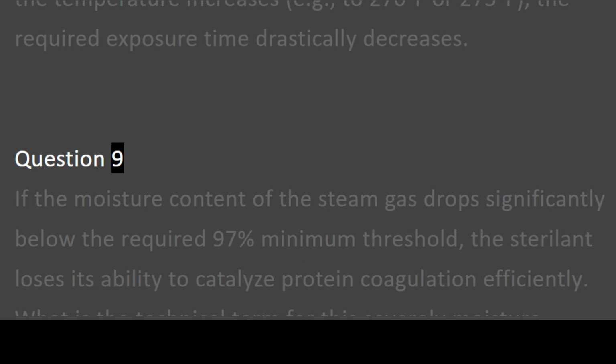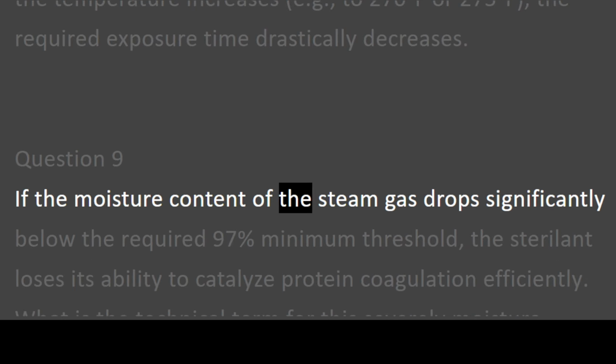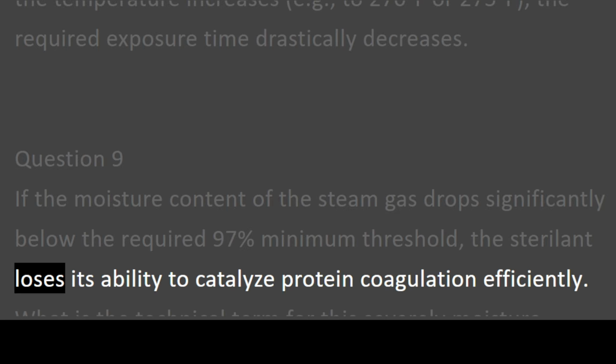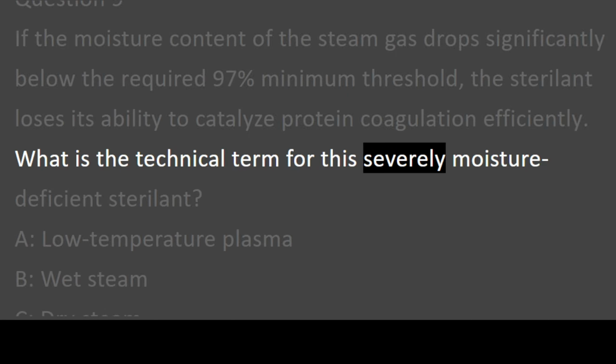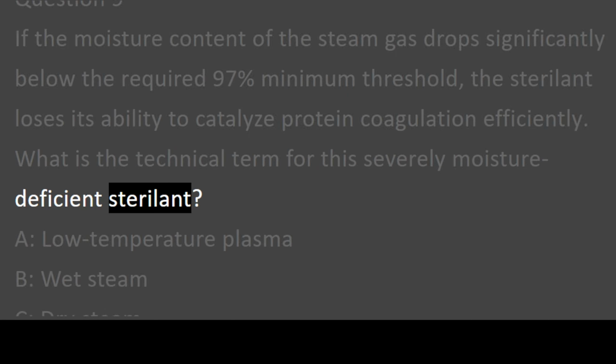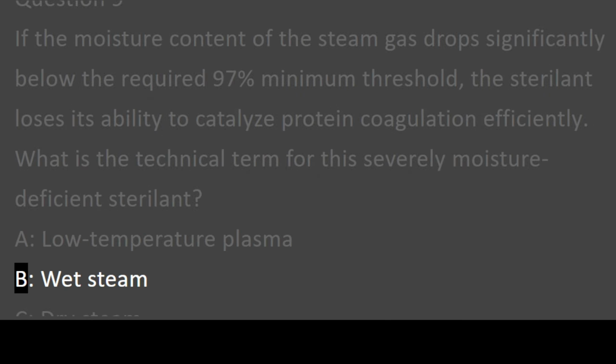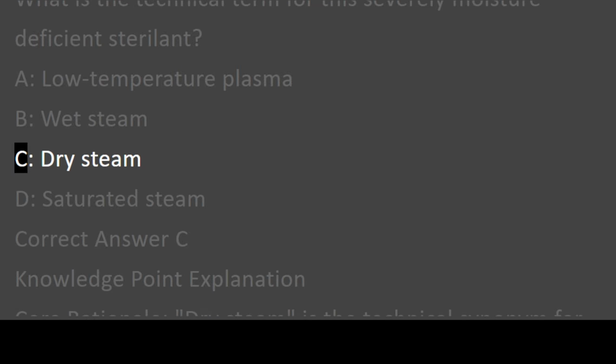Question 9. If the moisture content of the steam gas drops significantly below the required 97% minimum threshold, the sterilant loses its ability to catalyze protein coagulation efficiently. What is the technical term for this severely moisture-deficient sterilant? A. Low-temperature plasma. B. Wet steam. C. Dry steam. D. Saturated steam.